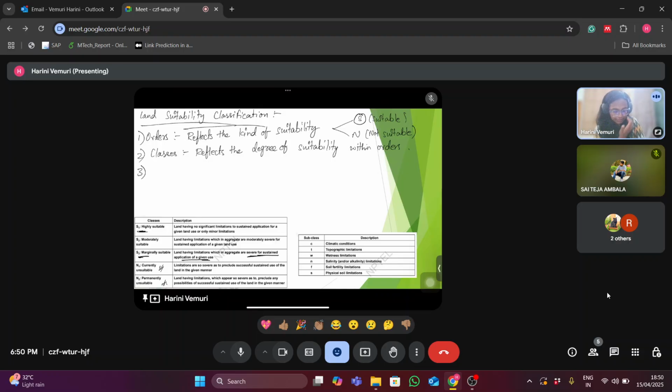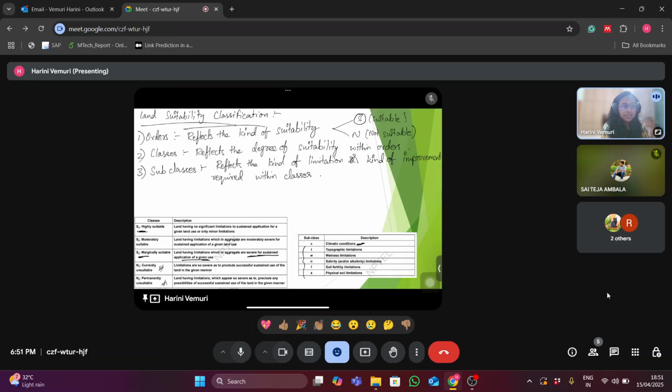Upon further dividing the classes, we have subclasses, which reflect the kind of limitation or kind of improvement required within classes. Here if you see there are different subclasses like C, T, W, N, F, S.